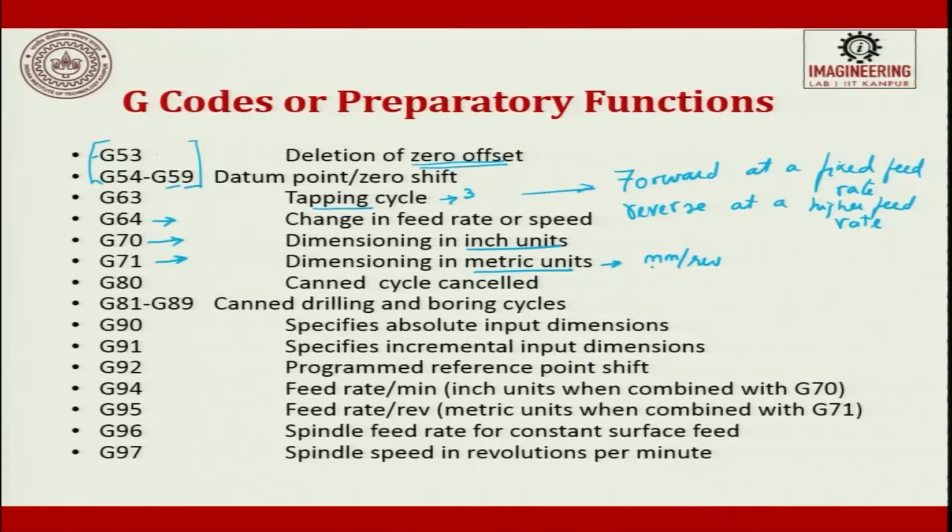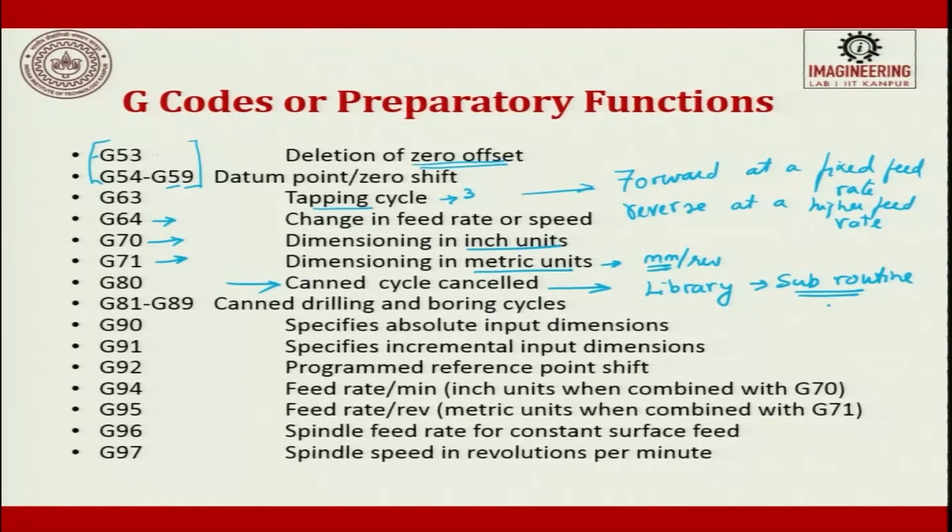Okay, whenever we want to use only millimeters, we write it as G71. Then we have canned cycles. Canned cycles are nothing but library functions which are supposed to do a fixed job, or I will say it is a subroutine, and this subroutine is to do one particular task.